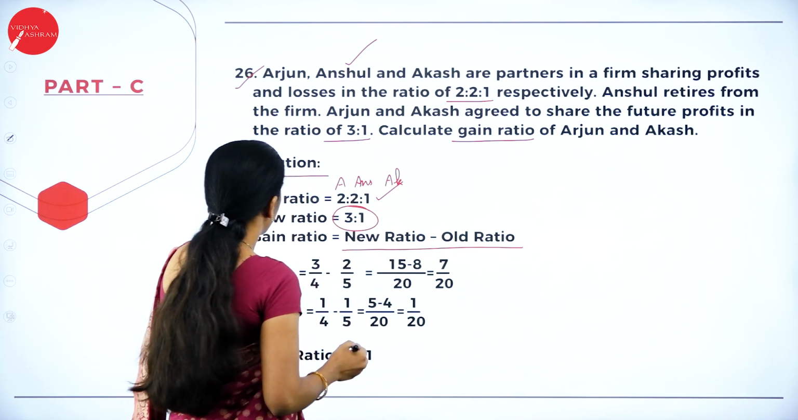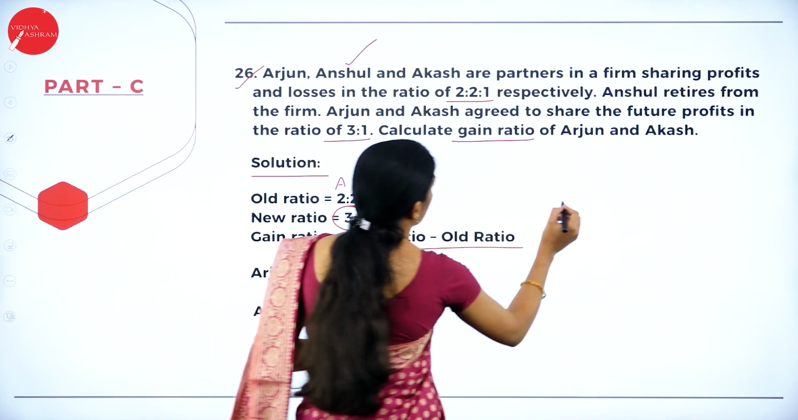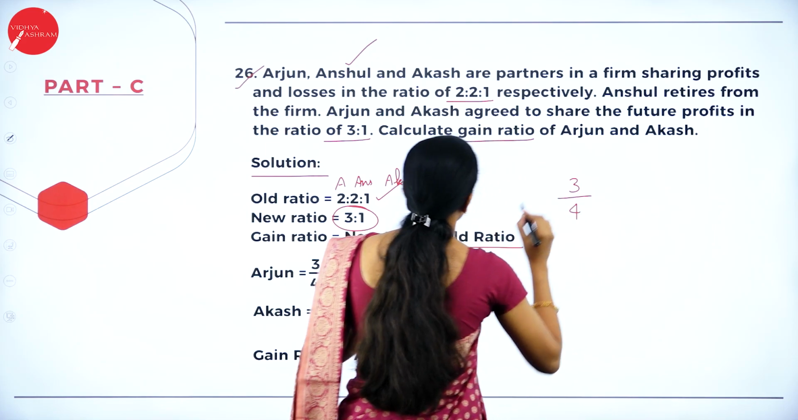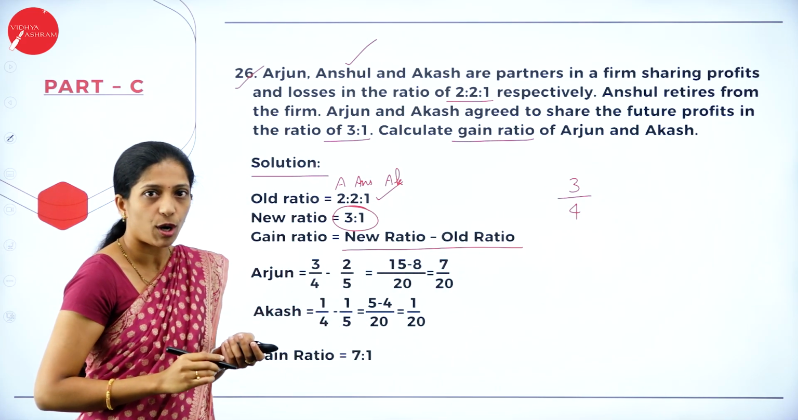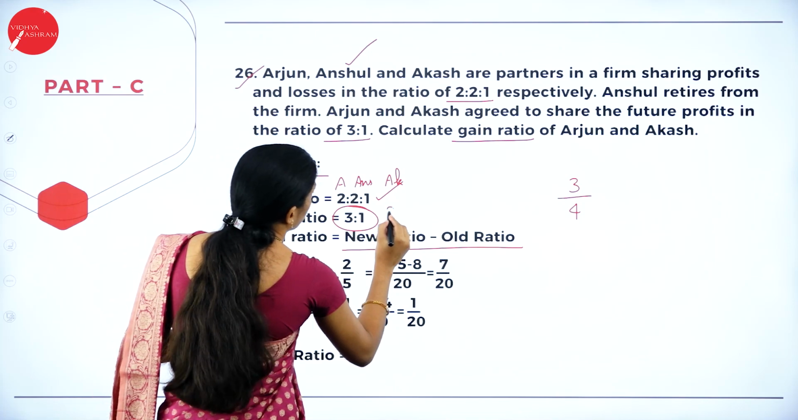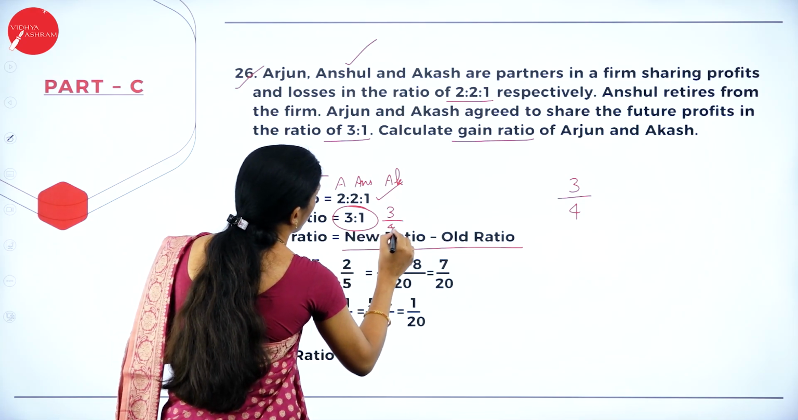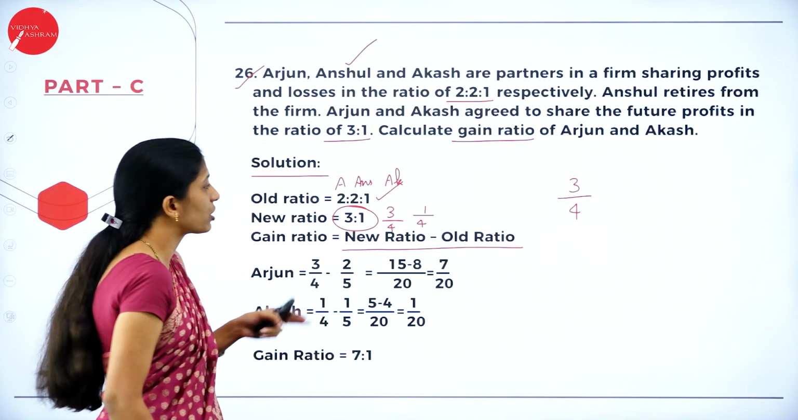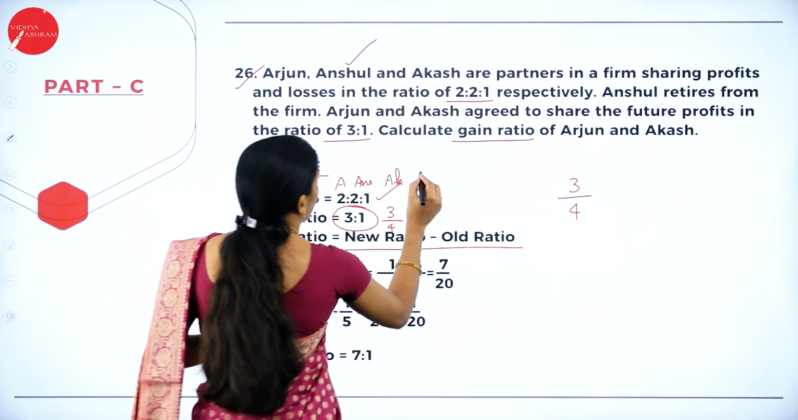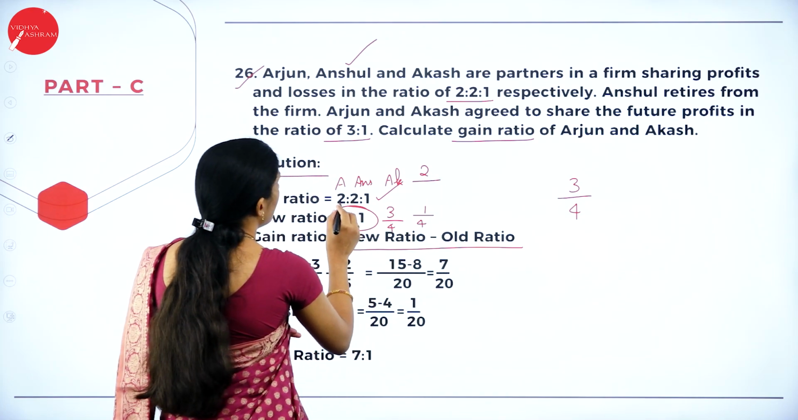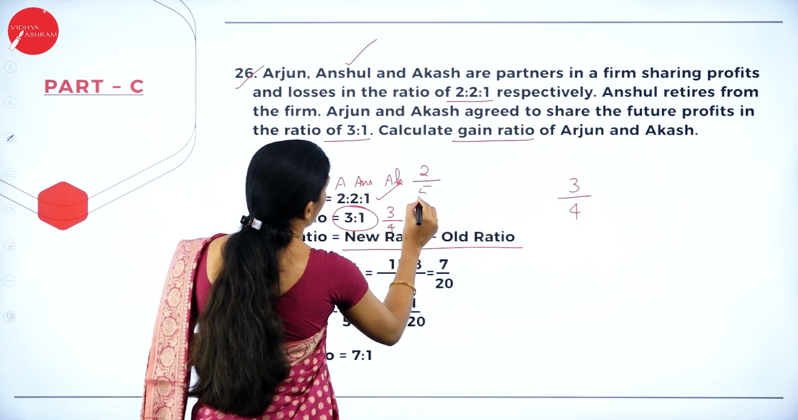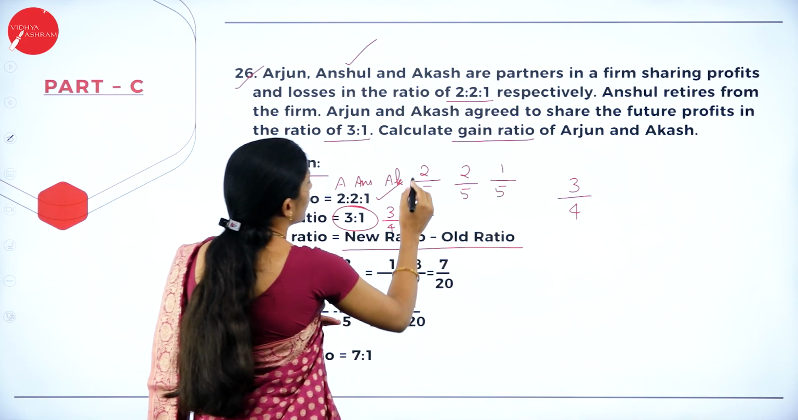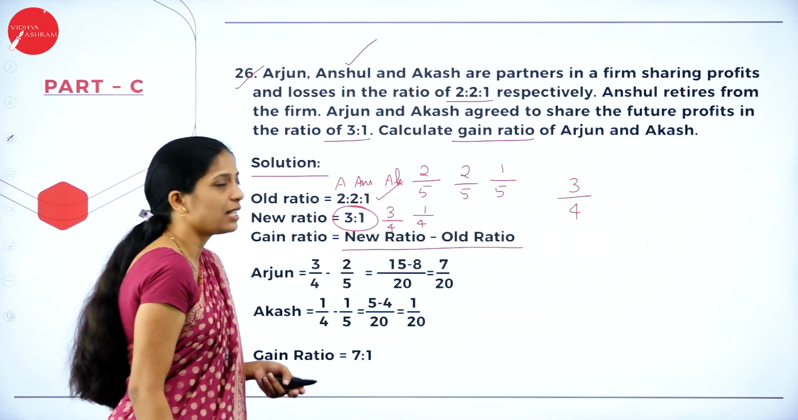So, first we shall calculate that of Arjun. So, what is the new ratio of Arjun? That is 3/4. So, this 3:1 can be written in the form of fraction. How? 3 plus 1, 4 and 1/4. How the old ratio can be written in the form of fraction? 2:2:1. So, it can be written as 2 divided by 2 plus 2 plus 1. That is 2/5, 2/5 and 1/5. So, this will be the old ratio and this is the new ratio.